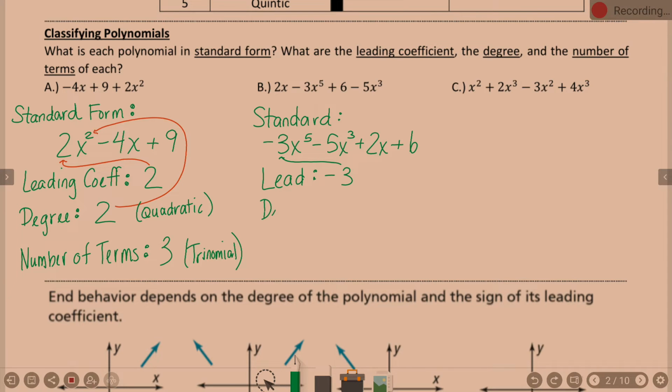Okay. Degree. 5. Degree 5 because the highest power is 5, yes. In terms of words, that is called quintic. And number of terms. We have 4 pieces added or subtracted together, right? So there are 4 terms. And if you look at the chart, that doesn't have a name. It's just polynomial with 4 terms. So kind of generic there.